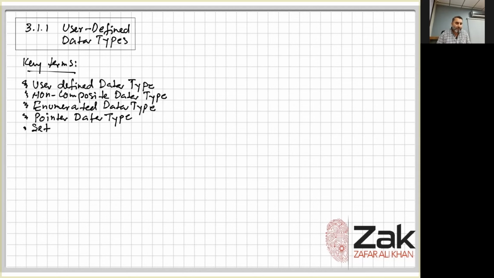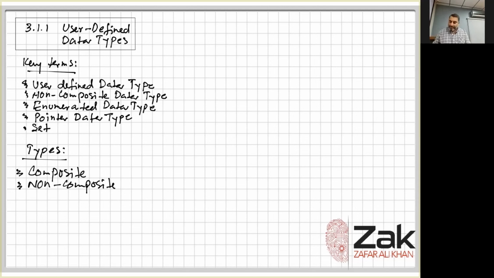So let me revise. Programmers use specific data types that exactly match a program's requirement. They define their own data types based on the primitive data types provided by a programming language, or data types that they have defined previously in another program. These are called user-defined data types. User-defined data types can be divided into composite and non-composite data types.